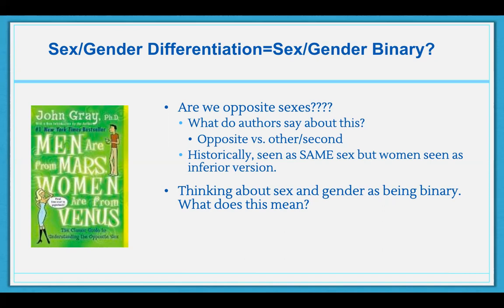And so the authors address this very early in the chapter by asking the question, are we opposite sexes? First of all, they establish that this idea that we're opposite sexes is a fairly new concept, because historically males and females were seen as the same sex, but women were seen as the inferior version. They give the quote that people used to think women were just men inside out, that what the scrotum was made of, the vagina was made of, it was just internal. And of course, we now know that to be untrue as well.